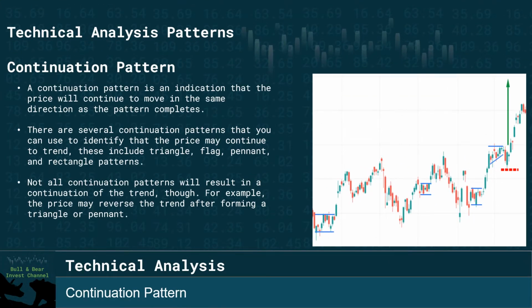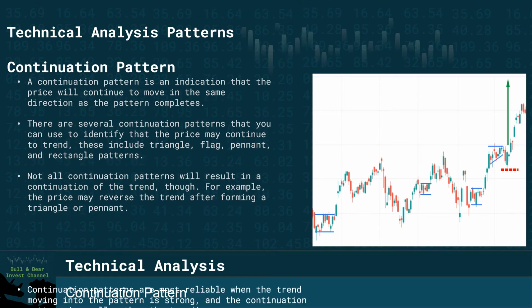What is a continuation pattern? Well, a continuation pattern is an indication that the price will continue to move in the same direction as the pattern completes. There are several continuation patterns that you can use to identify that the price may continue to trend. These include triangles, flags, pennants, and rectangle patterns. Not all continuation patterns will result in a continuation of the trend though. For example, the price may reverse the trend after forming the triangle or pennant.